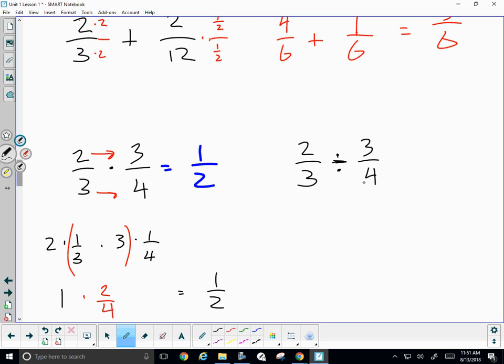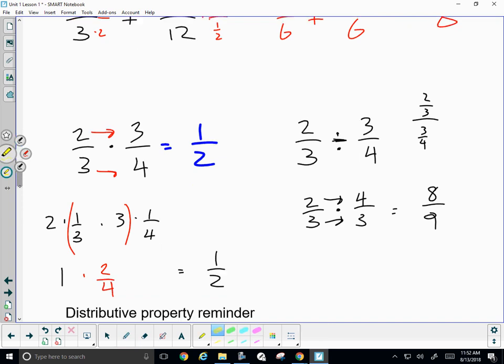2/3 divided by 3/4. Instead of dividing, I know I can multiply by the reciprocal. I do not like to divide when I don't have to, and I never have to because I can always multiply by the reciprocal. Now it's the reciprocal of what we are dividing by, 3/4, whatever's in the denominator, whatever comes second. That turns into 8/9 by multiplying the 2 and the 4 and the 3 and the 3. Okay? Okay, great.